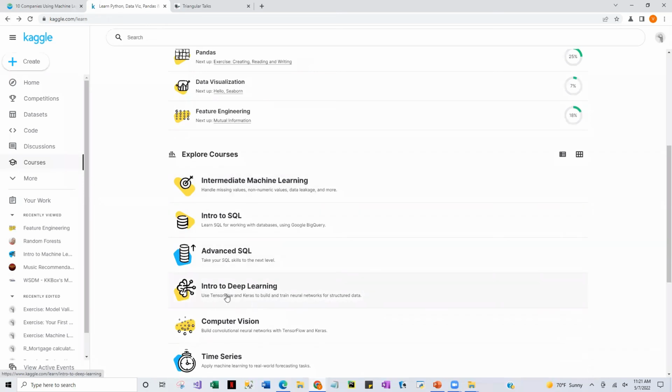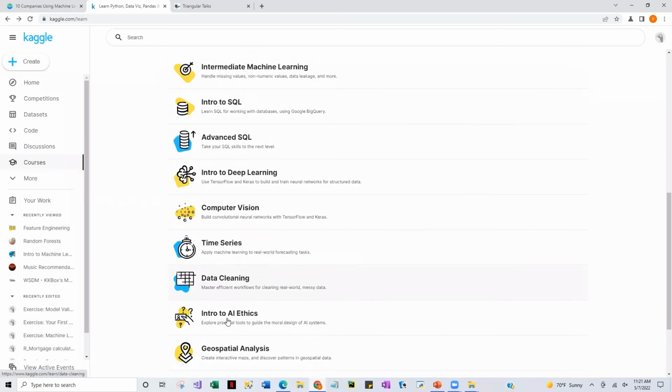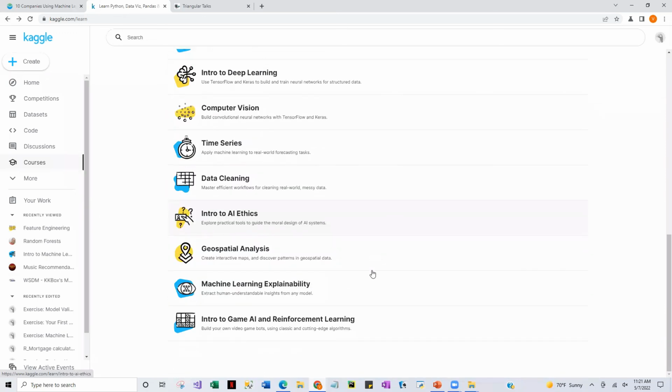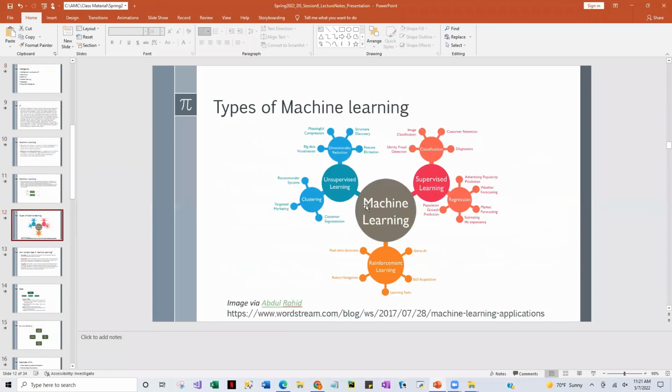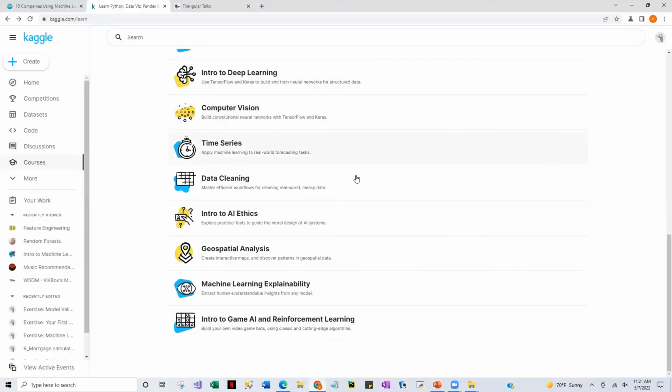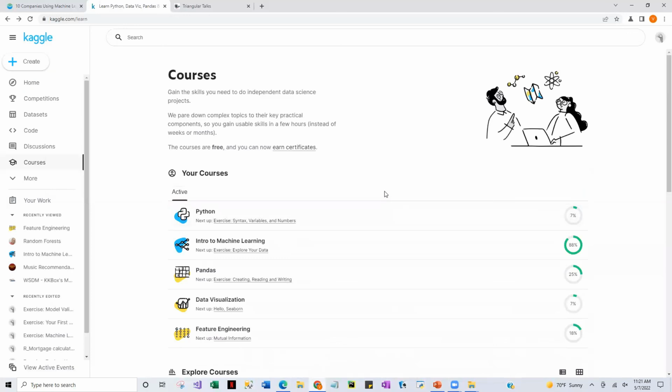And this is the way you are going to explore more. This has courses for deep learning, time series, data cleaning, AI. There are various courses you have. And if you're into games, look for game AI and reinforcement learning. Here we talked about supervised learning, unsupervised, and reinforcement, right? All these things are available, and you can check them in Kaggle. So during the summer, if you want to take a stab at it, take it, and it will give you more opportunity to work in data science. Any questions on this one?